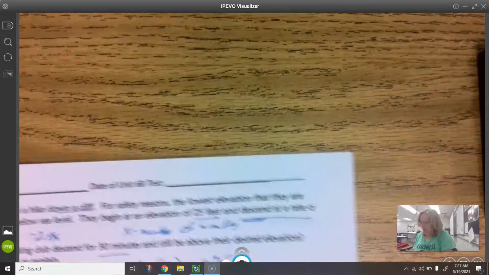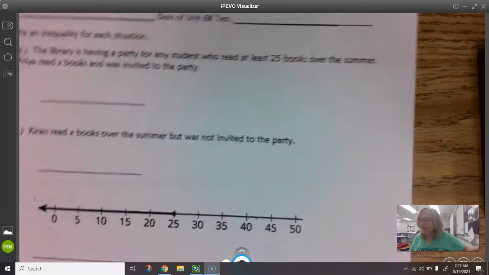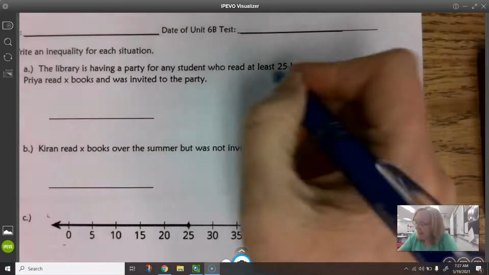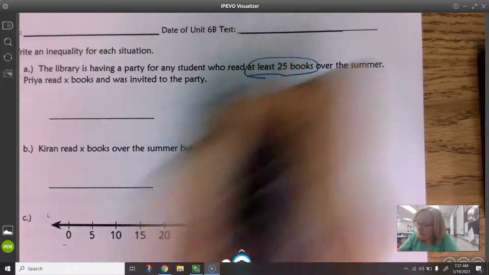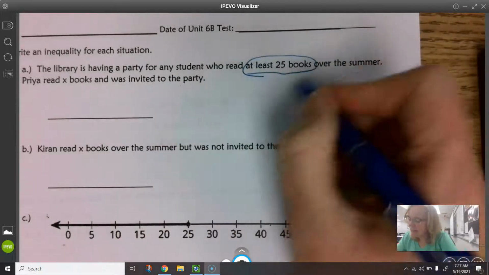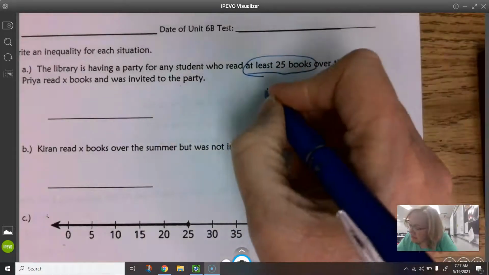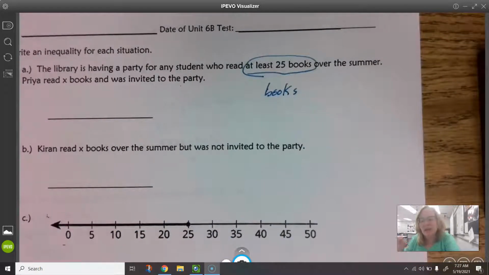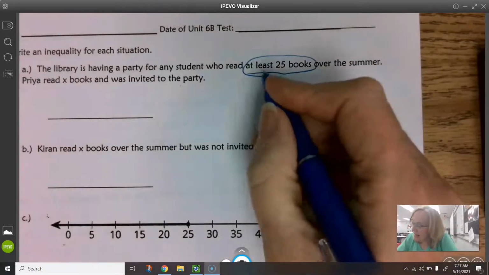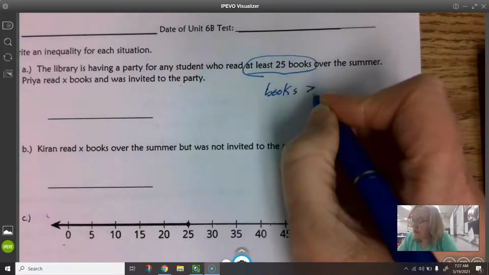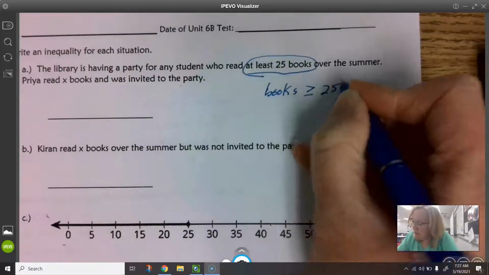Okay, next one. Write an inequality for each situation. The library is having a party for any student that reads at least 25 books. Priya read X books and was invited to the party. So let's look at this first. X is the number of books. And I think our world is in books, and so sometimes it's easier to write words. At least. So my books have to be greater than. Can they be equal? Yes, they can. Greater than or equal to 25.